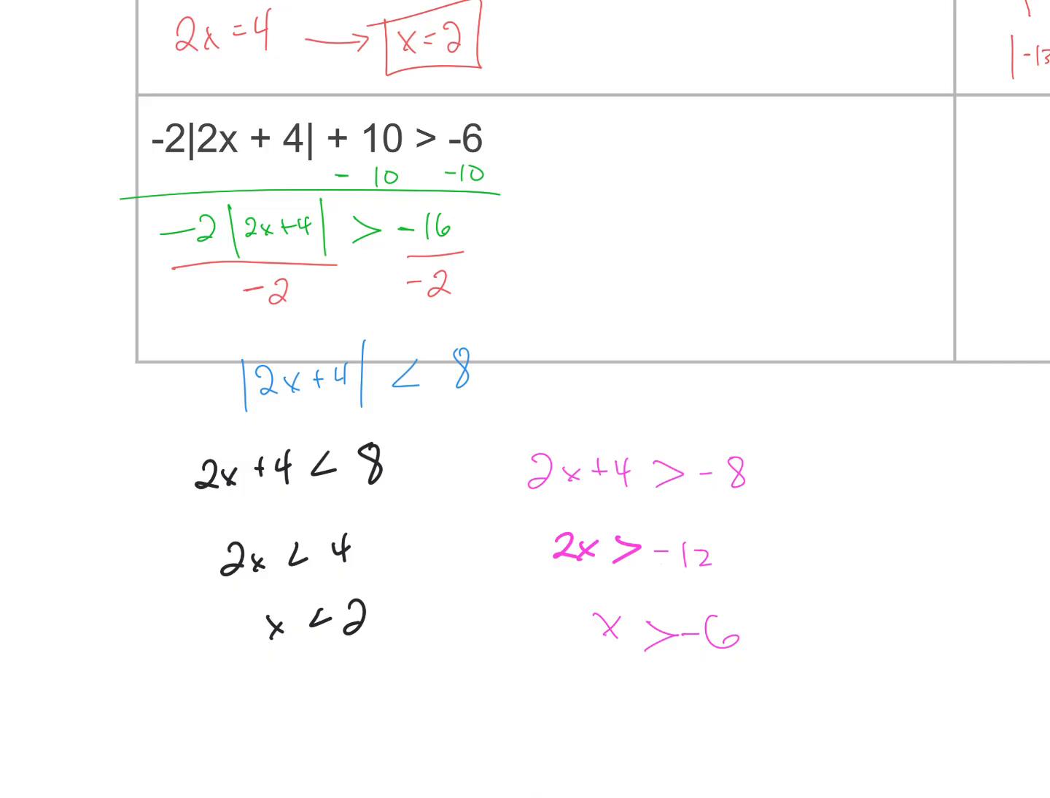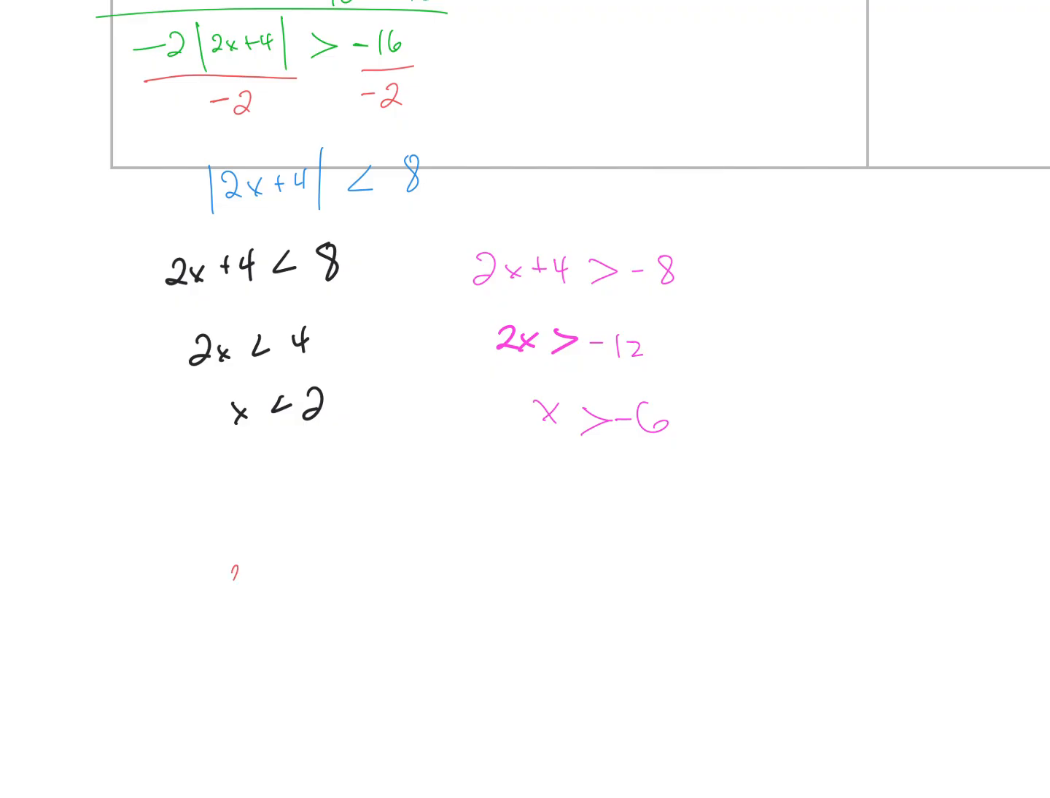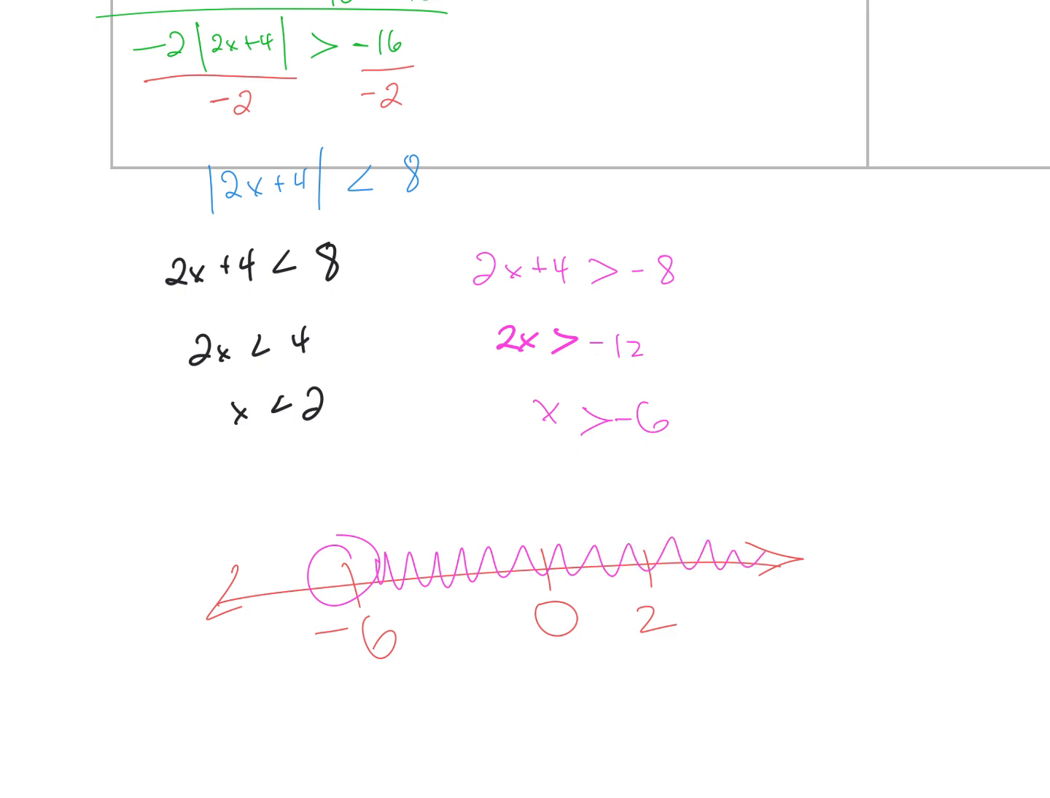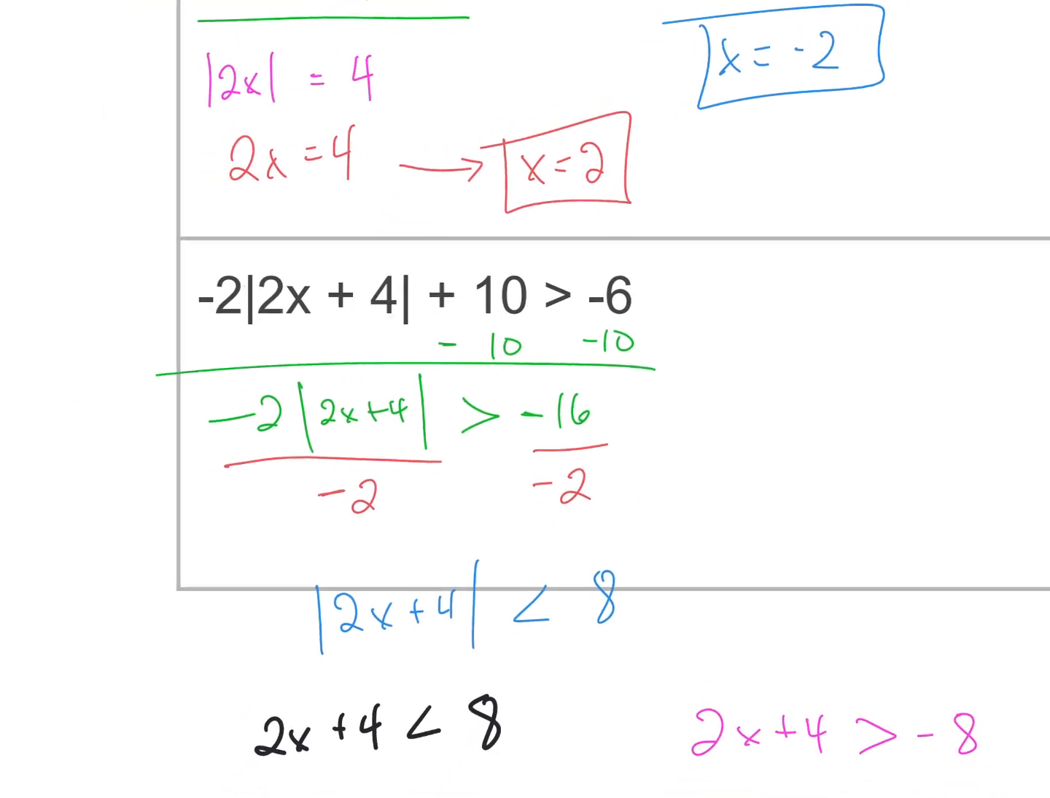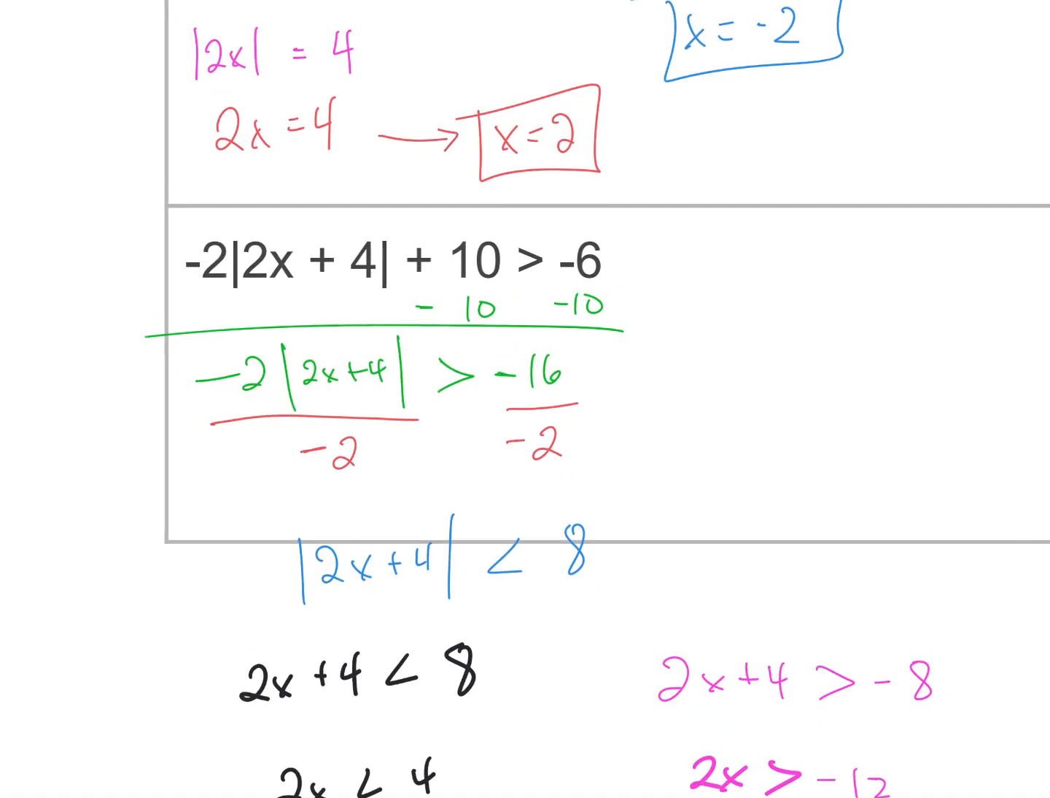All right. So let's graph. This is our number line. There's a 0. There's a 2. There's a negative 6. Open circle all the numbers that are greater than negative 6. There's the 2. It's an open circle. All the numbers that are less than 2. Oh no, is it all real numbers? Oh no, this is a greater. But it's not. The absolute value was not by itself yet.